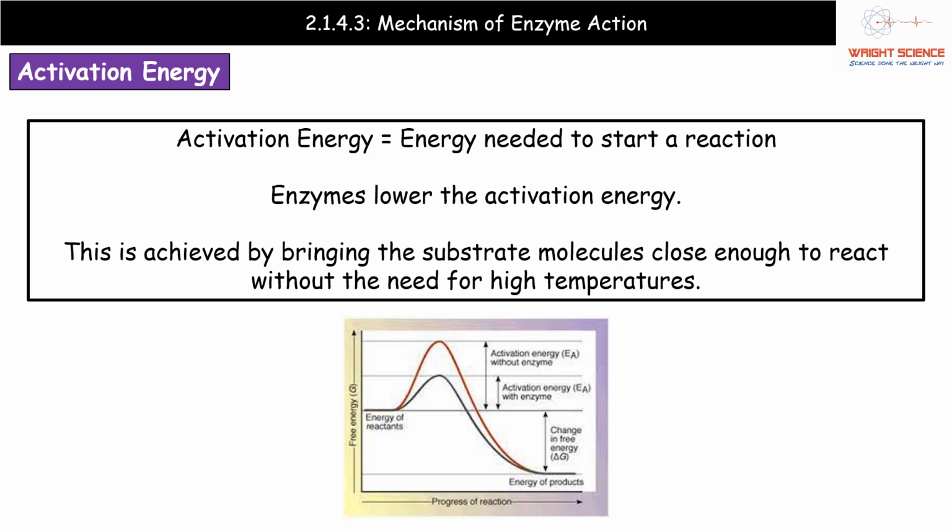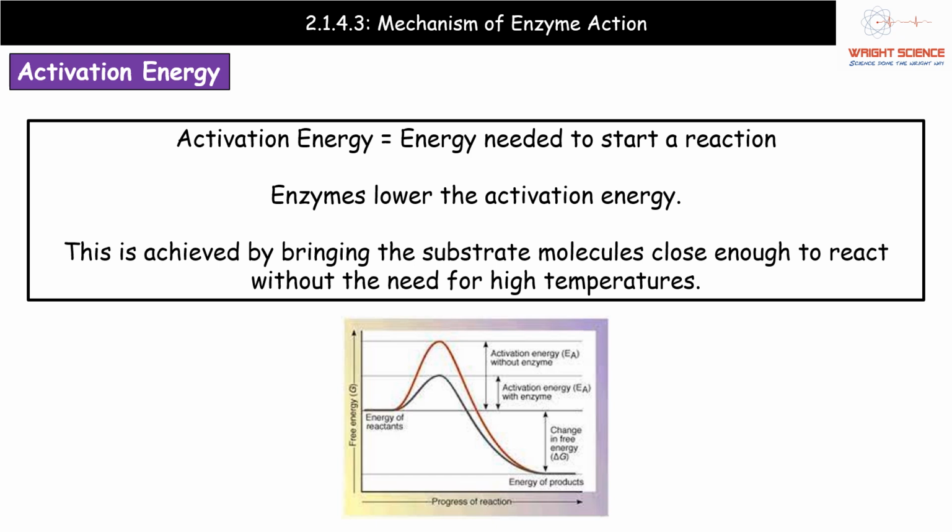How does it achieve this? Well, what it's actually going to do is it's going to bring the substrate molecules close enough to actually react without the need for the high temperatures. So pretty much if you imagine the little enzyme almost acting like something that's drawing these molecules nice and close together, so that it's almost a forced introduction in some ways, and that means that they're going to be close enough to react, but we haven't needed that high temperature and therefore the larger amount of energy to bring that about.